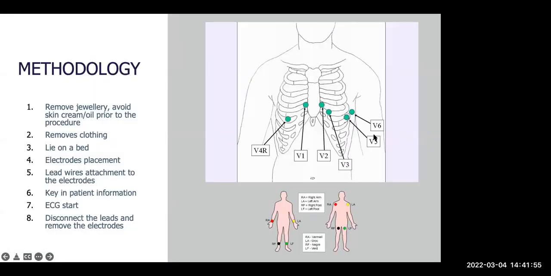So after we place all the precordial leads and also the limb leads, we key in the patient information and push the start button on the ECG, and then we wait for the strip to come out for about 10 seconds. After the strip is done, we disconnect the leads and remove the electrodes. If the ECG machine is unable to key in the patient's information, we can label the strip with the patient's name.